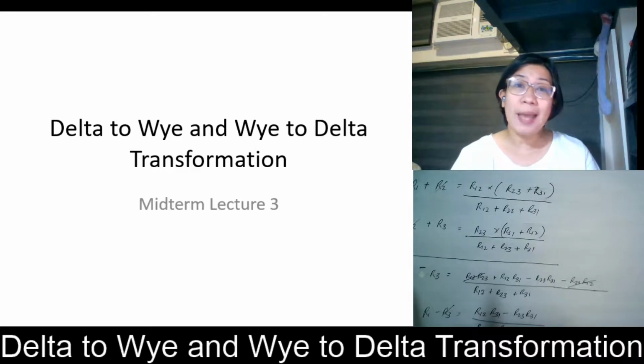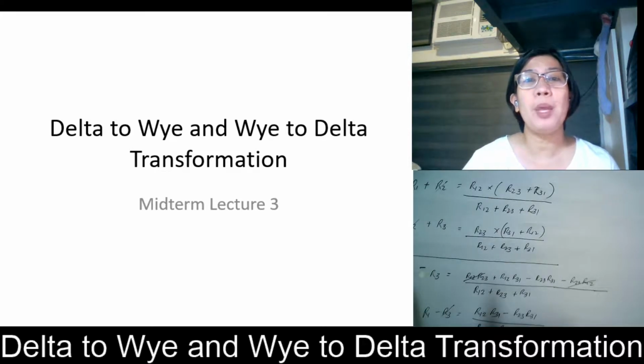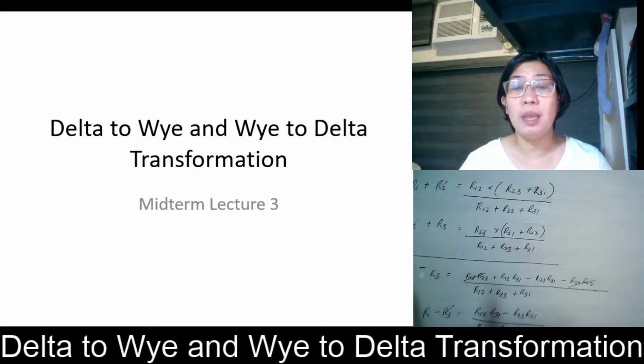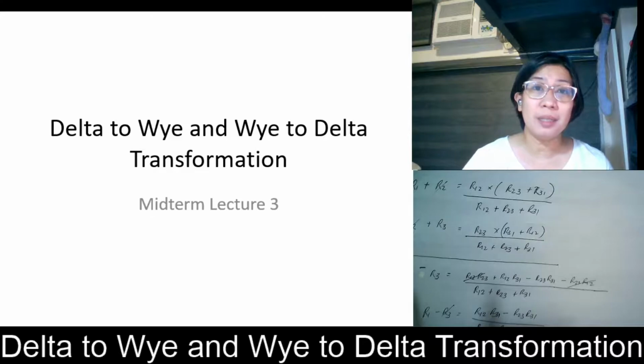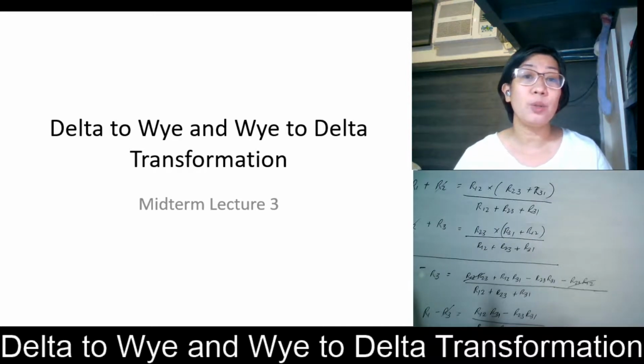From the last video, we discussed how to get the total resistance in a series circuit and how to get the equivalent resistance for a parallel circuit. And then we have already discussed equivalent resistances from different points in a circuit. So we combine either resistors in series or resistors in parallel.